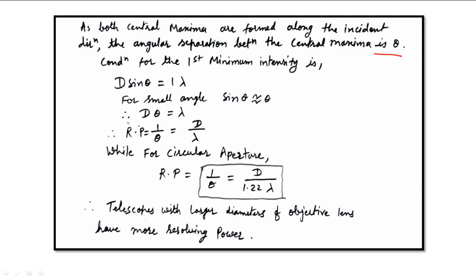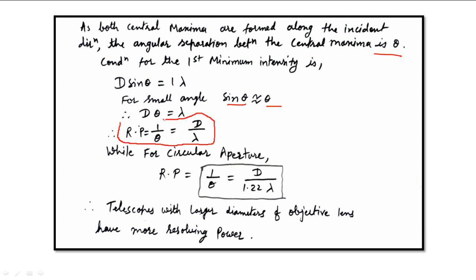Now if the angular separation is very small and measured in radians, then sin theta is nearly equal to theta, so we can replace sin theta by simply theta. Therefore we get capital D into theta is equal to lambda. Resolving power is defined as the reciprocal of the angular separation, so it is 1 upon theta. So 1 by theta will be equal to D by lambda. While for circular aperture, this is the case for the rectangular aperture.